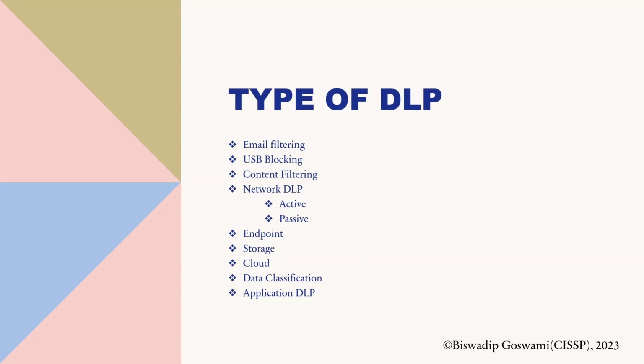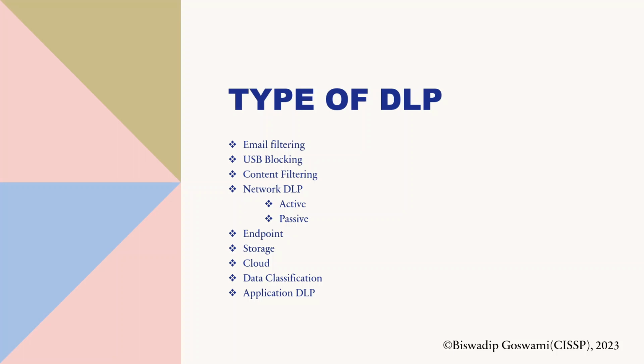Network DLP. This type of DLP involves monitoring and controlling the network traffic to prevent data leakage. It is used to prevent data breaches that occur due to unauthorized access to network resource or data. Network DLP can be further classified into two types. Active network DLP. This type of DLP involves real time monitoring and blocking of sensitive data. It is used to prevent data leakage by blocking the transmission of sensitive data in real time.